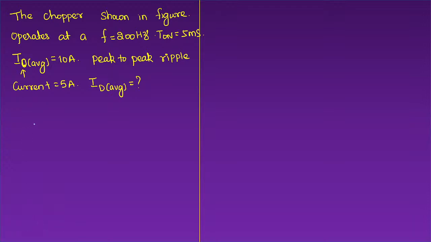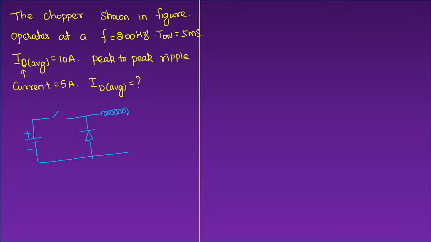So let me draw the circuit. They have given a DC supply, then it is connected with a switch, then they have considered a freewheeling diode here. I hope you can identify this type of circuit. What is this? Anybody?